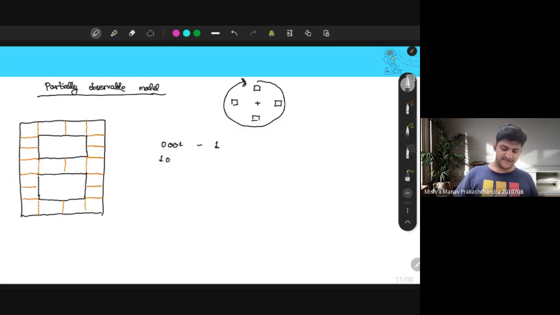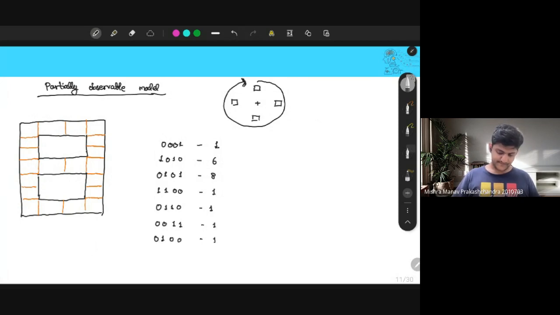Similarly, you have 1010. This occurs at six places, right? North and south obstacles are there. Secondly, you have 0101. That means obstacles are there on the east and west. This occurs at eight places. Then you have 1100, which occurs once. There is 0110, which is one, only one location. Then there is 0011 and 0100. So these are the available observations that an agent receives.